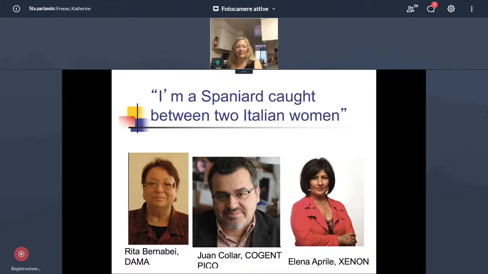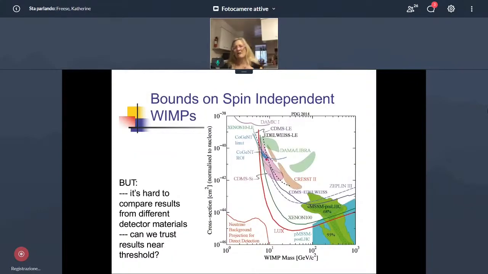Now, the problem is that the null results of other experiments are very hard to reconcile with the DAMA annual modulation. So here we have a slide of WIMP mass on the x-axis and cross-section on the y-axis for the scattering. The DAMA regions are shown in green, and this is an ancient, inaccurate slide, but the idea is still presented, which is that in order to match the null results, for example, of Xenon and LUX, the red and green lines at the bottom, you have to be below those lines. So how is this possible that DAMA has not been ruled out?